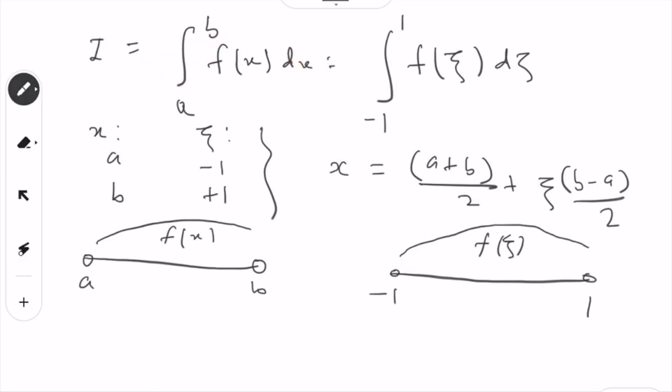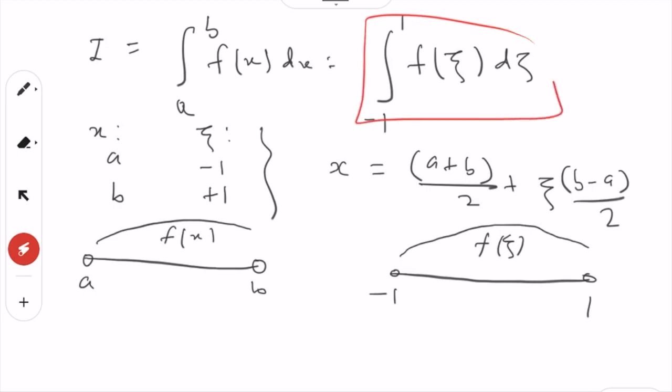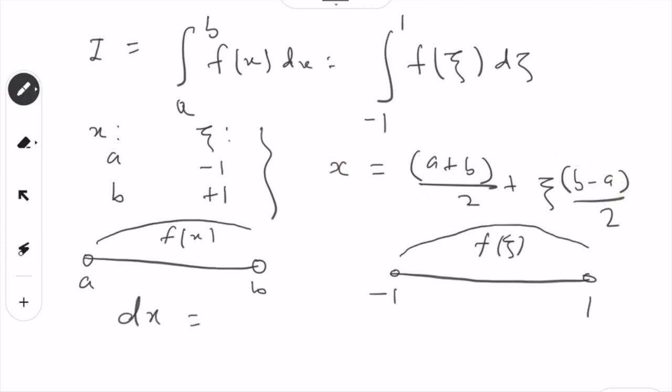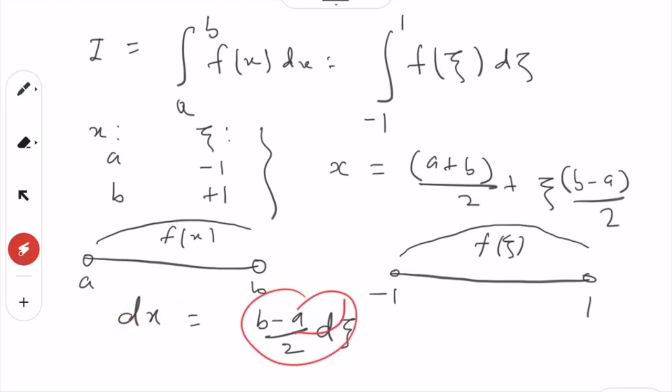So from here, how to transfer from here to here? Once you have to find out the integration of this, you have a table for this kind of integration, then you have to first convert from here to here, and you can do it very nicely. You have this, so hence you can say dx will be equal to (b minus a) over 2 times d xi. Okay, and then you can put the value of dx here, and x you have to convert into xi.